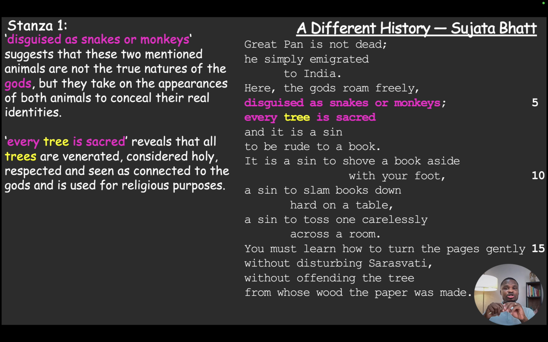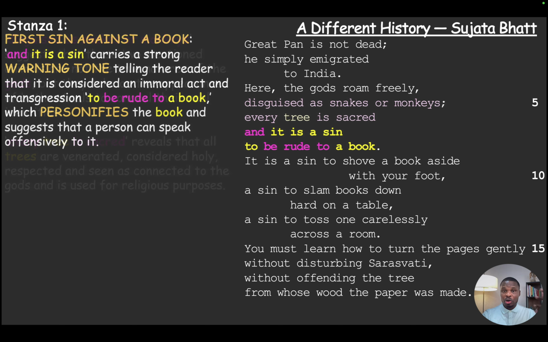The speaker continues, every tree is sacred. Now that reveals that all the trees are venerated. So what essentially that means is that they are considered holy or pure. It also means that the trees are respected, and they are also seen as connected to the gods, and are used for religious purposes. So every tree is sacred. It shows that the trees there are used for religious purposes. They are also venerated and considered to be holy.